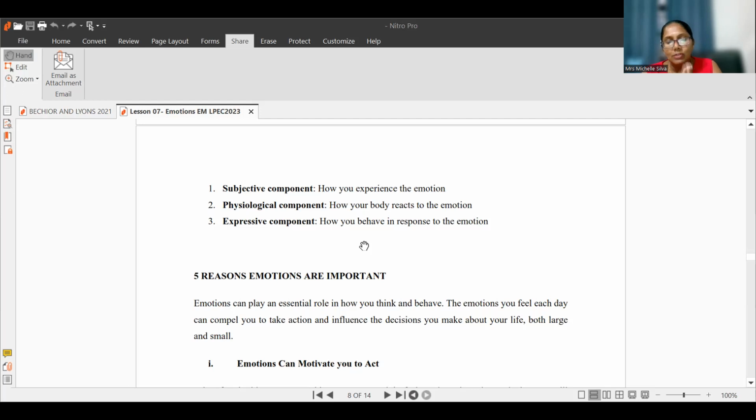So if you are emotionally intelligent, first you should be able to be aware of your emotion. You should be able to control your emotion. Thirdly, you should be able to understand others' emotions, as well as help other people to control their emotion. It is really needed.